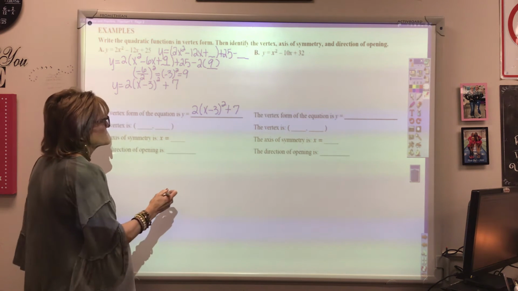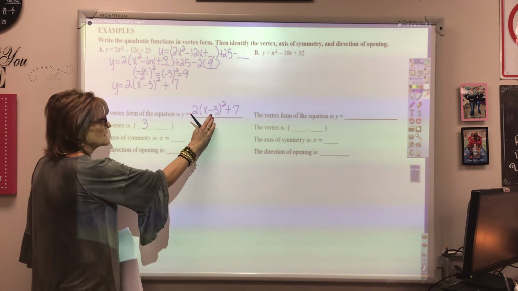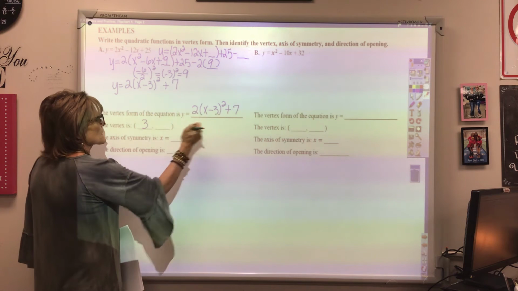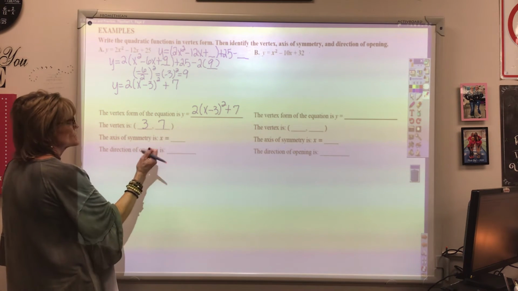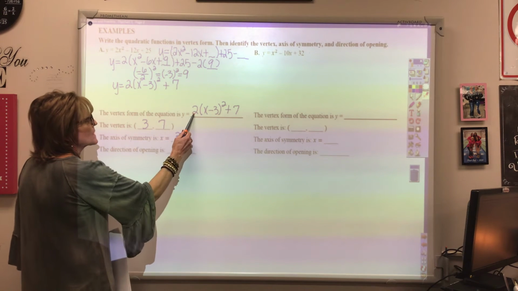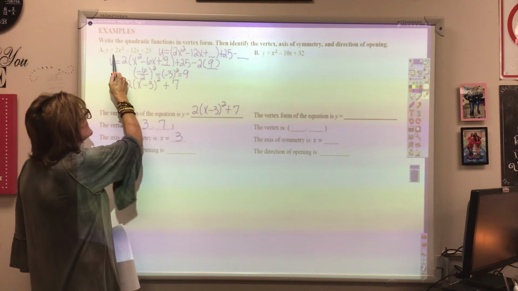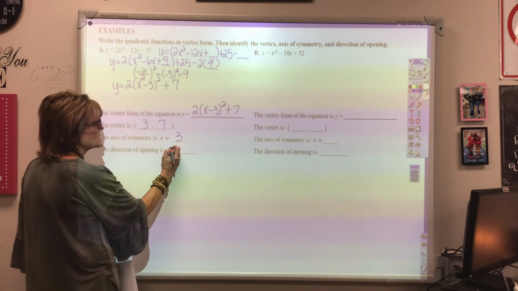The vertex is at 3, 7. Remember, you take the opposite sign here. The axis of symmetry is x equals 3. And because our lead term, you can even see it right here, is positive, the direction of the opening is up.